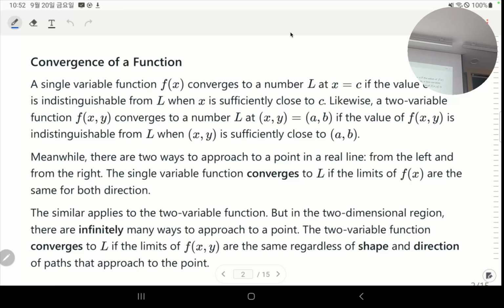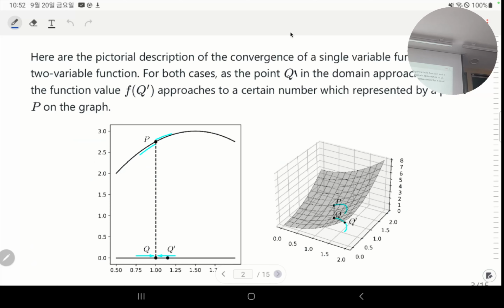Basically, I want to talk about when the function converges to some certain value, no matter what the function is, even if it's a single variable function or two variable function. The basic idea is I want to move my point in the domain to a certain point. For example, we have a point Q prime here, and I want to move it closer and closer to Q. I want to see my function value f(Q prime) converge to a certain number here. In this case, the graph is continuous, so we can see that it converges to P.